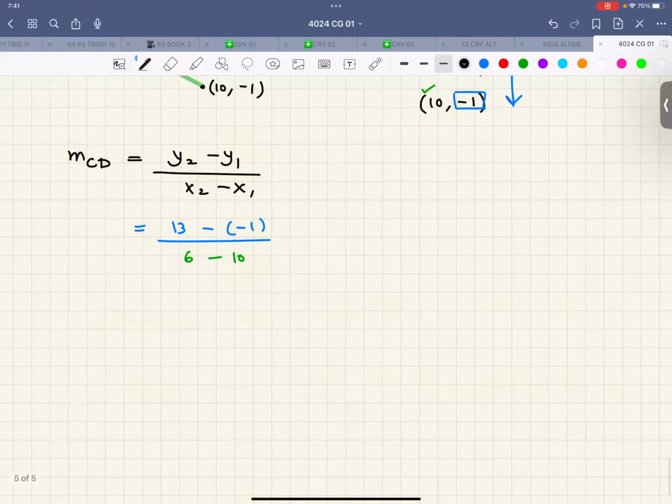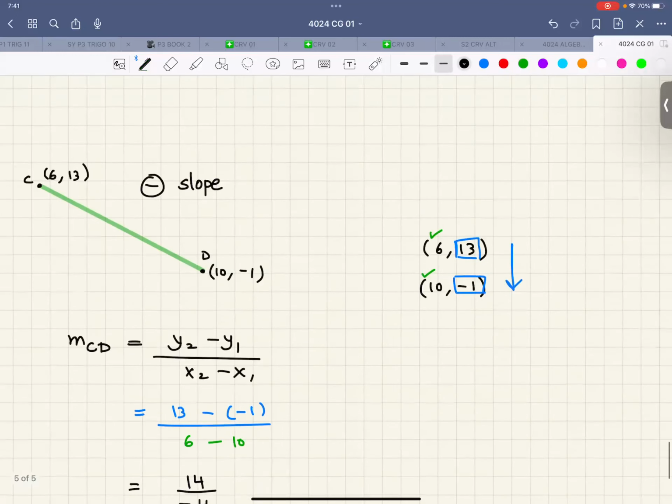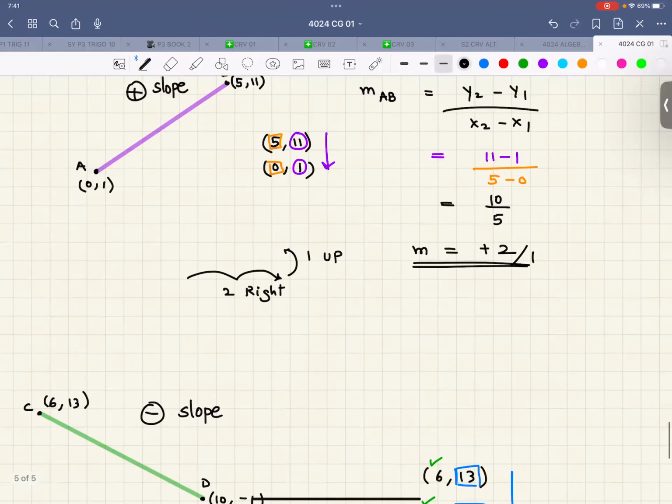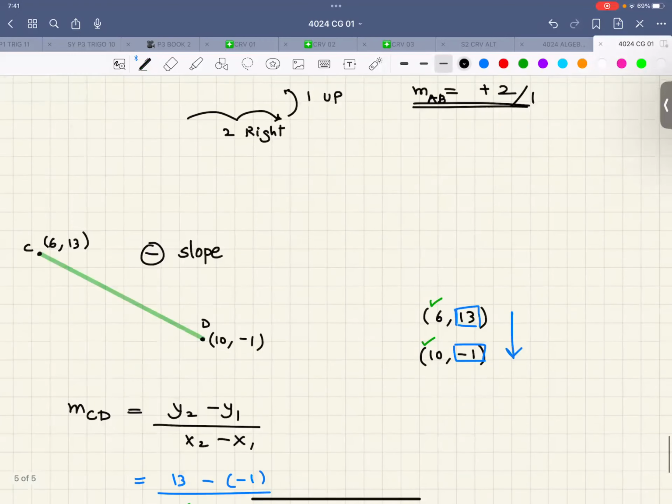Now the numerator is positive, which is 14. The denominator is negative, which is negative 4. So this comes out to be negative 7 over 2. That is the slope of the line CD, and positive 2 was the slope of the line AB. So that's how the slopes are calculated.